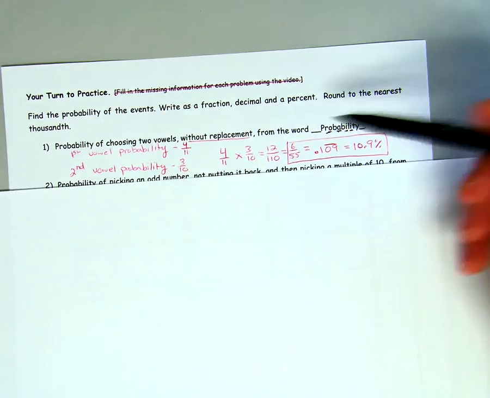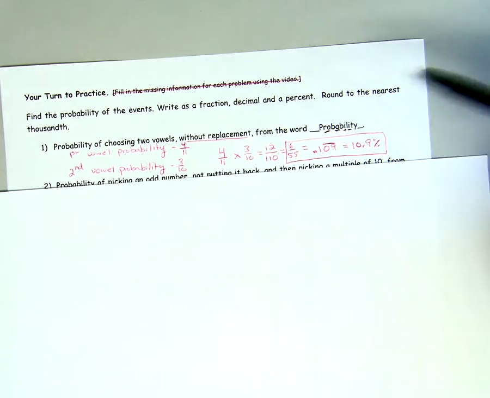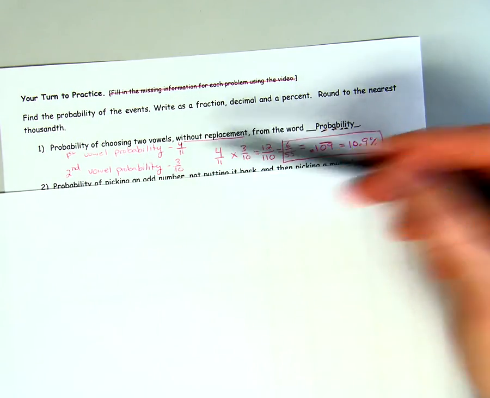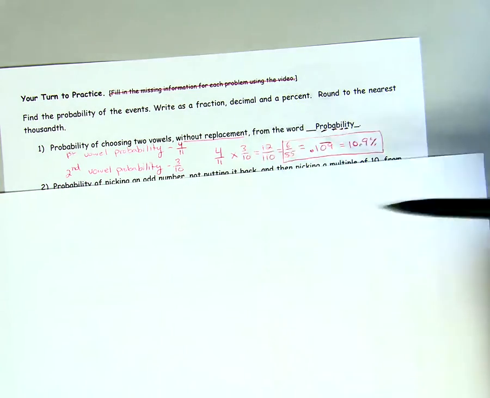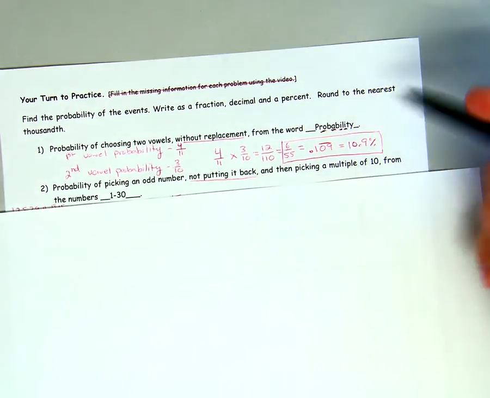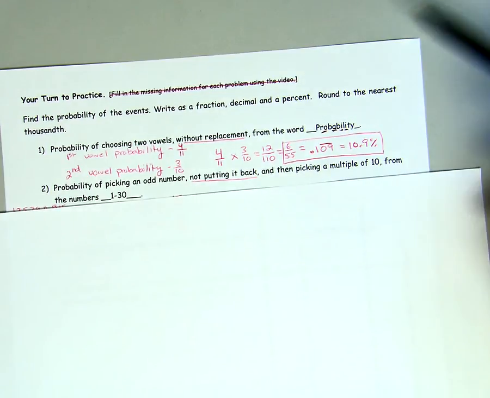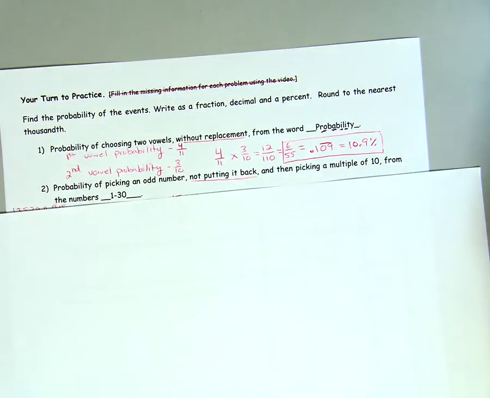And the second vowel will be 3 out of 10 because you've taken one of the vowels away, which means there's 1 less. And you've taken one of the letters away, which means there's 1 less. So that's where we get our 4/11ths and our 3/10ths. Multiply them together because we need both to happen. And we get an answer of 6/55, 0.109 with the 9 repeating, and we get 10.9%, and we just rounded it.